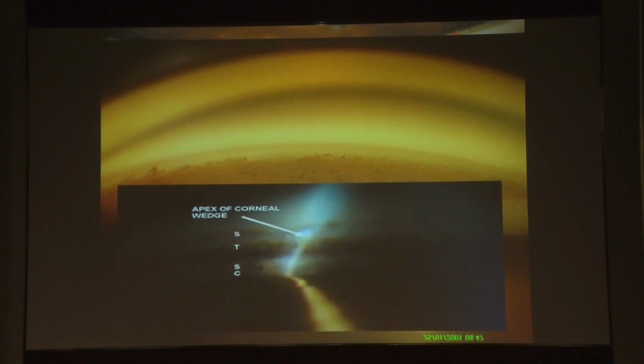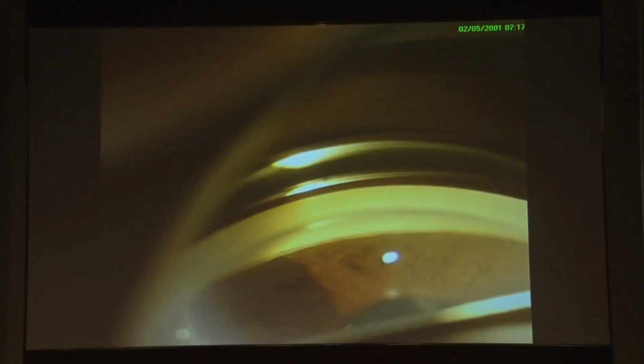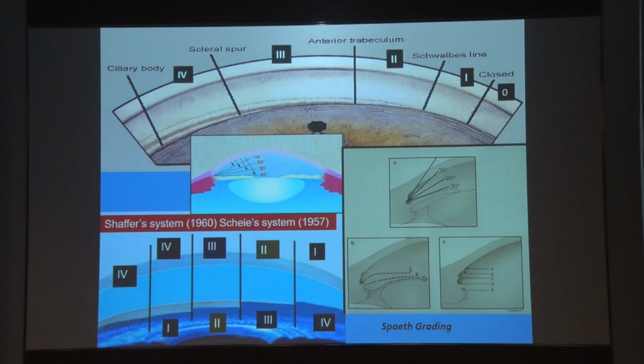So that's an open angle, the corneal wedge, and the structures as you see it. What I told you, I'm sure you'll be able to identify it now after a few attempts at gonioscopy. And that's a totally closed angle where you actually do not see any structures.